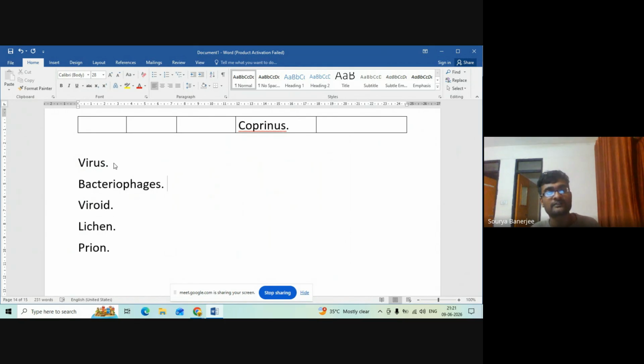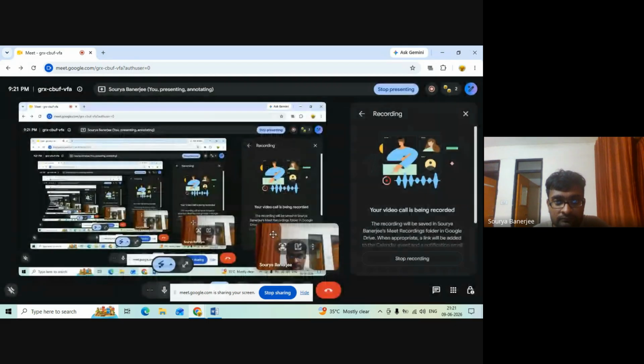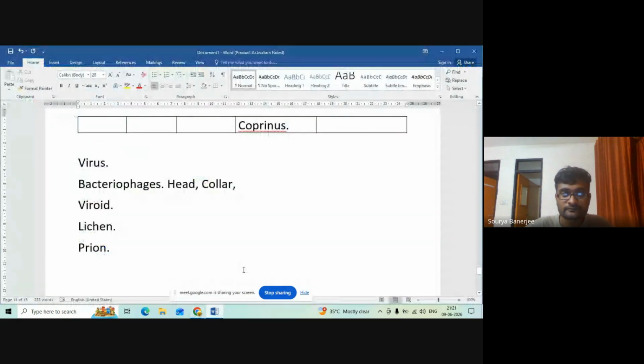So these bacteriophages have different parts. One is the head. You have to remember the diagram which is present in the NCERT book. Then they also have a collar. They don't have a neck, they call it a collar. The third one is the sheath, the body. And the last one, they also have legs, the tail fibres.